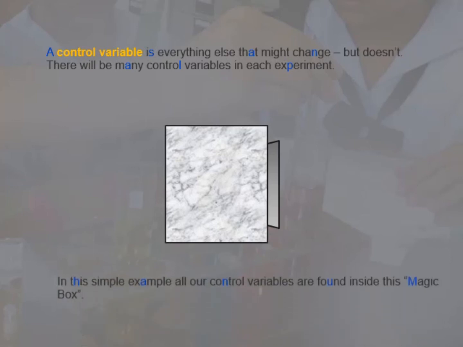So all of our control variables are found inside this magic box, but we assume that the magic box is a machine and it does the same thing every time. Maybe we are wrong, who knows, but this is how we try to think about our control variables. We make our control variables into a machine that will do the same thing every time to the independent variable.